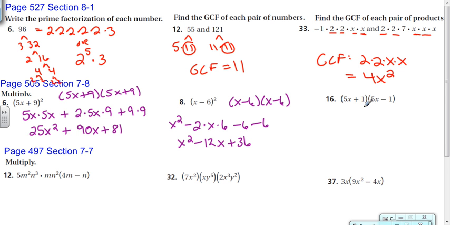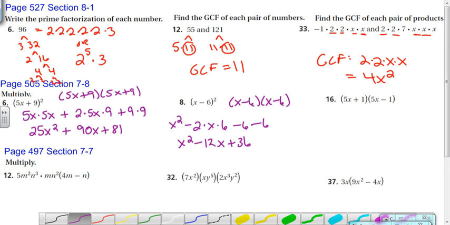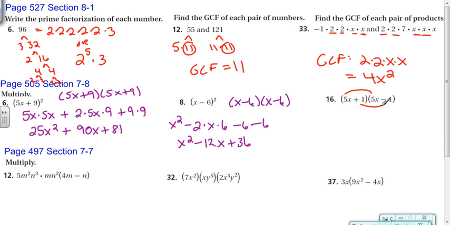Number 16, I recognize that as a special. I can just do first times first and last times last. So the shortcut is just 5x times 5x and negative 1 times positive 1. That only works because it's the same exact thing in each set of parentheses with just the signs being different. So I'd have 25x squared minus, and then 1 times 1 is 1.